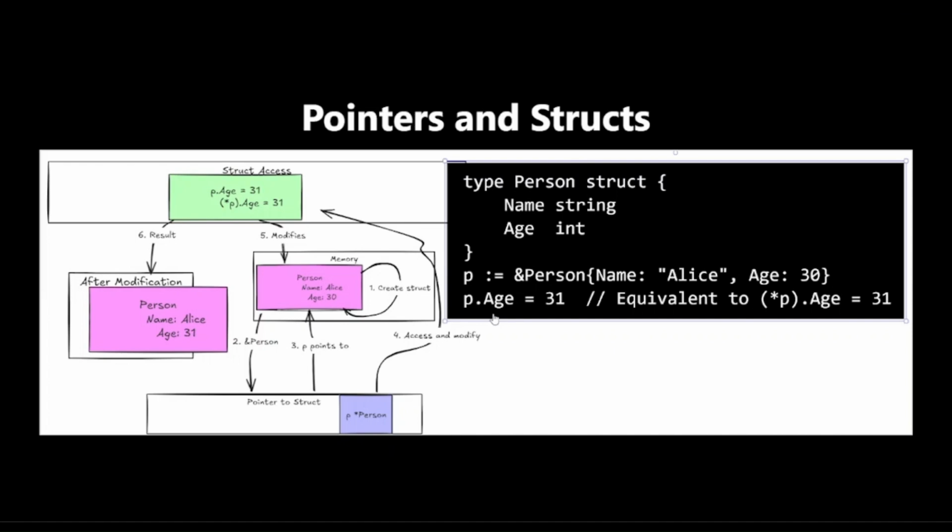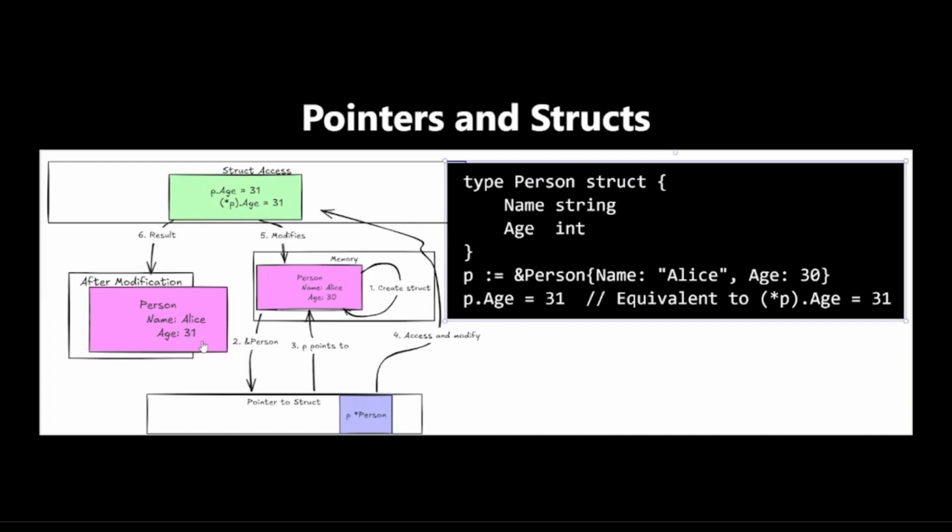When we modify the age using either method, we are directly changing the value in the original struct. We are not working with a copy, but the actual data in memory. After the modification, our person struct in memory now has the updated age of 31.